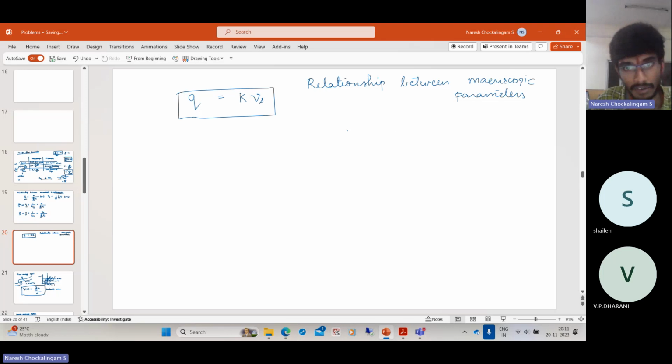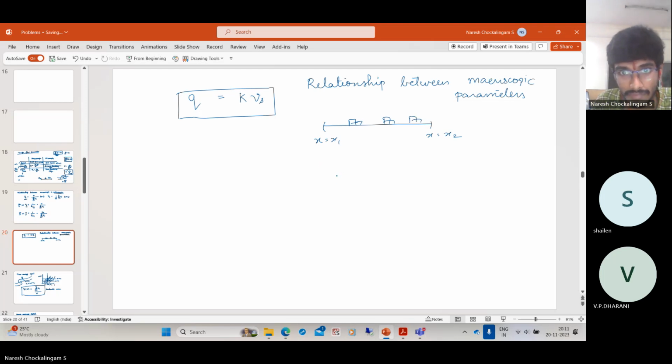You take a given stretch of the road. Suppose this is x equal to x1 and this is x equal to x2, and there are vehicles everywhere in between. What is the space mean speed? Space mean speed is x by some time interval t. So if there are n vehicles, it will be nx by nt, right? So the space mean speed Vs is nothing but x by t, right?